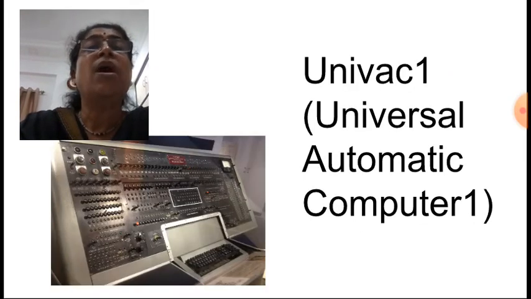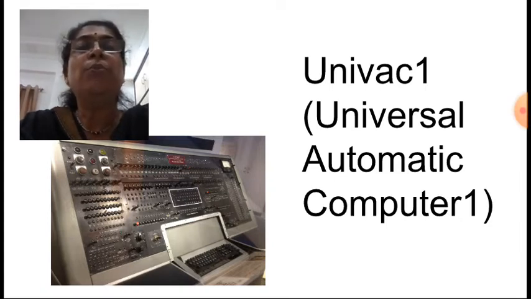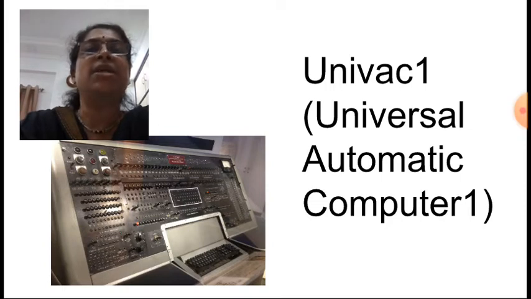Now, after that, UNIVAC 1, Universal Automatic Computer 1. This got developed by J. Prosper Eckert and John Mauchly in 1951. This was considered the first commercial electronic computer which could handle numeric as well as text data.